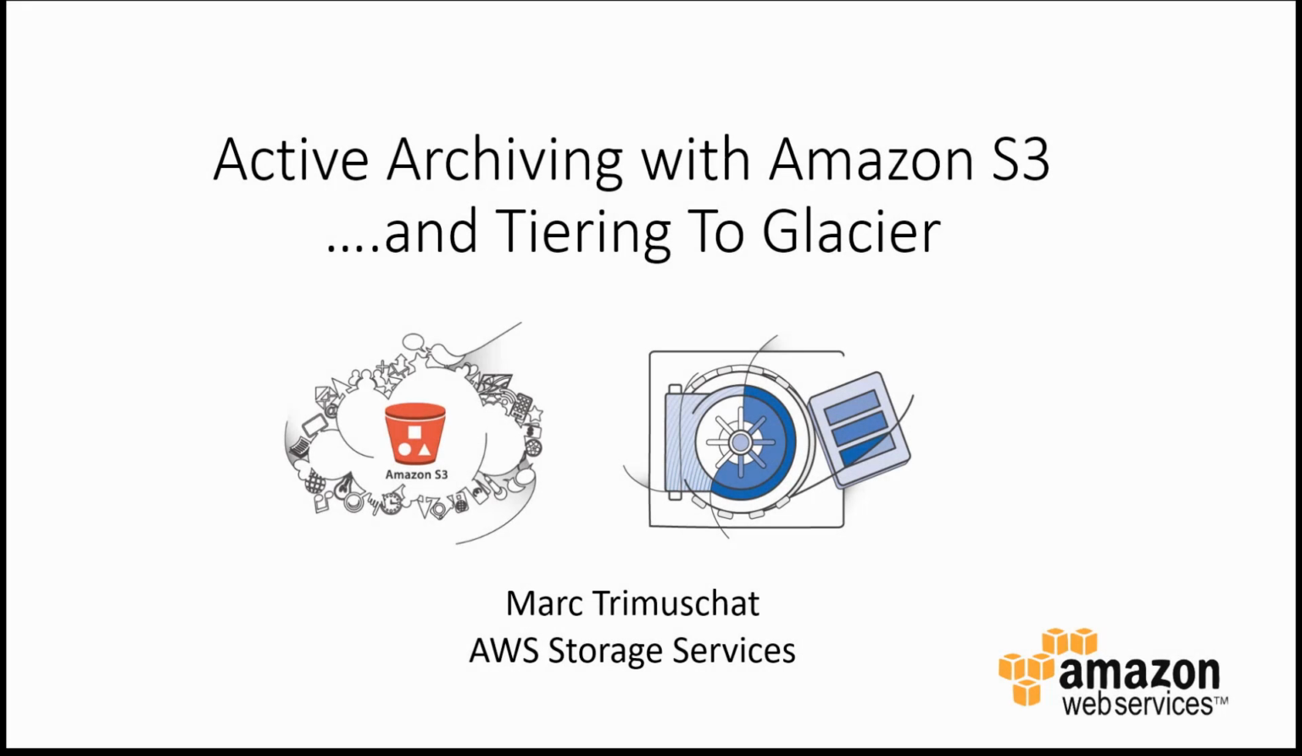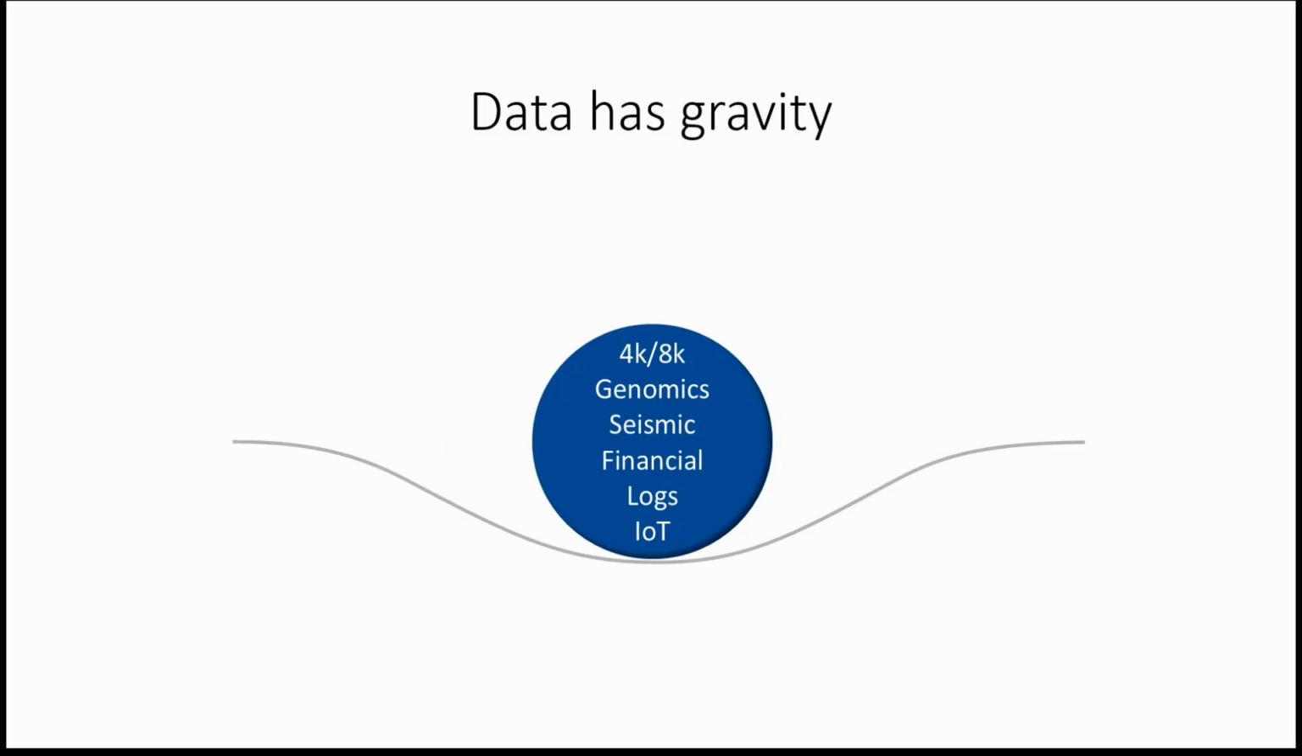And welcome to Active Archiving with Amazon S3 and Glacier. So today we're going to review, first of all, what is Active Archiving, talk a little bit about Amazon S3, our massively scalable object storage, and then talk about how you can take advantage of cost efficiencies and improve your overall TCO by tiering through the multiple tiers available within Amazon S3, including Glacier. So with that, let's get started.